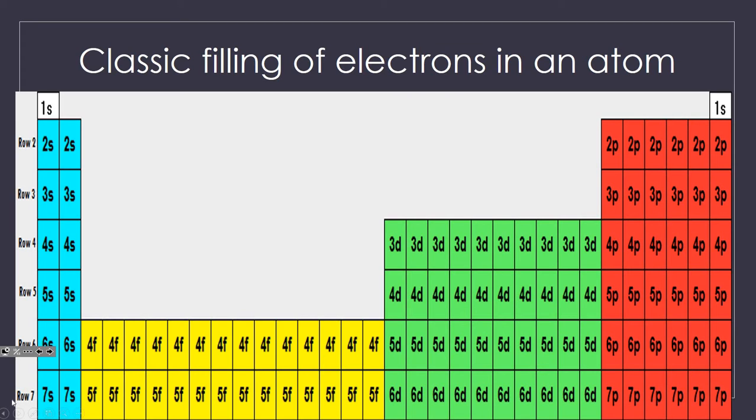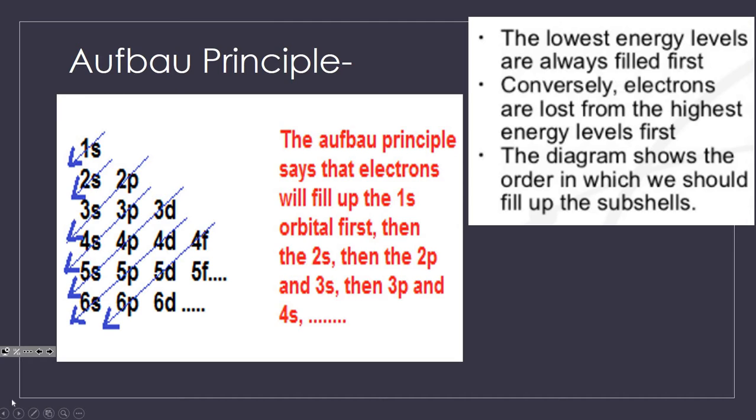It has to fill according to the amount of energy it takes to fill the electrons. So that's why it goes down a level to get to D. It goes down 2 levels to get to F. It's called Aufbau's principle. And Aufbau's principle basically says I got to fill the lowest energy level first.